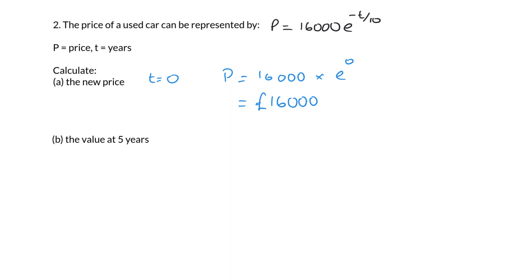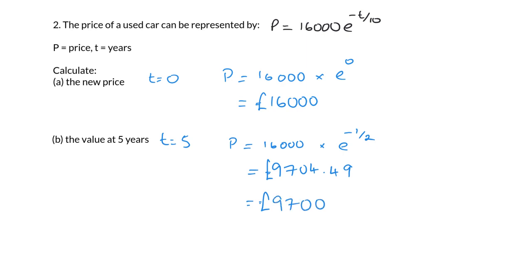For B then, the value at 5 years, so t equals 5. So the price is 16,000 by e to the power of minus 5 over 10. So 5 over 10 is a half, so that's e to the power of minus a half. On our calculator, we get £9,704.49. And I would say, well, it's the price of a car. You're not going to pay £9,704.49p. £9,700 seems more reasonable.